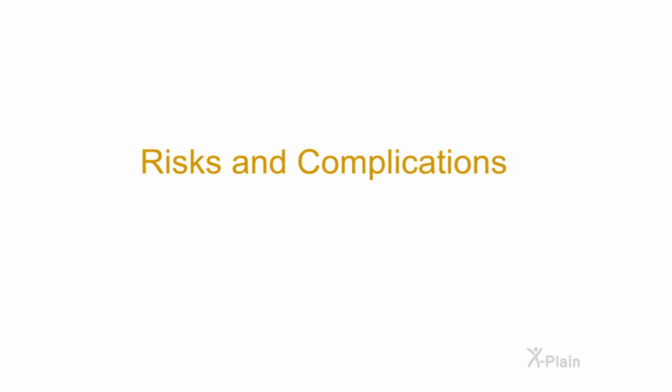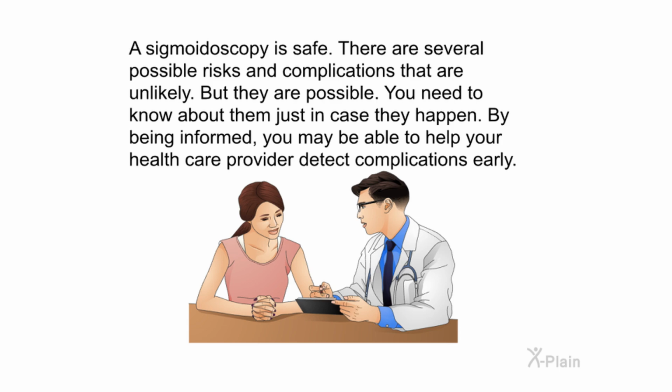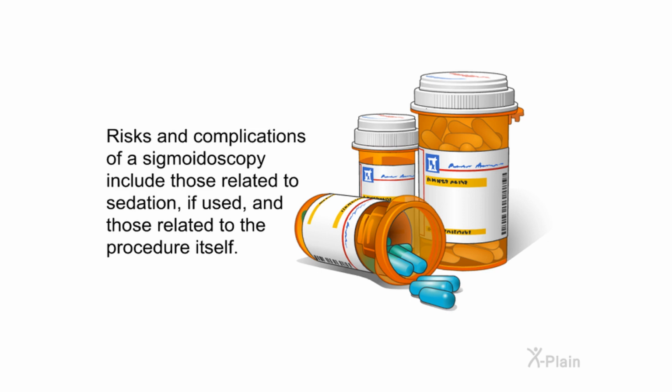Risks and complications. A sigmoidoscopy is safe. There are several possible risks and complications that are unlikely, but they are possible. You need to know about them just in case they happen. By being informed, you may be able to help your healthcare provider detect complications early. Risks and complications of a sigmoidoscopy include those related to sedation if used, and those related to the procedure itself.